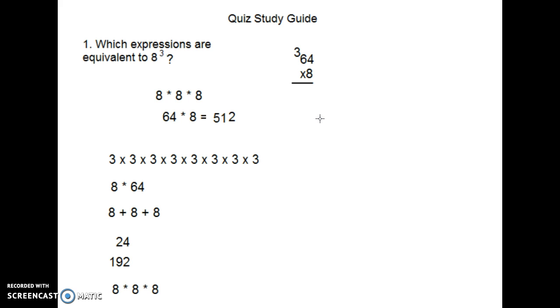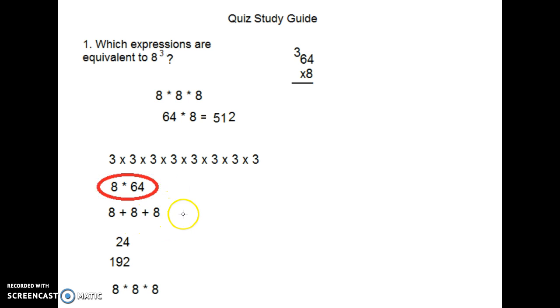So now we have some options here, right? We know our answer is 512. It's going to equal that because 8 times 8 times 8 equals 512. We can turn these into 64 times 8, which equals 512. So right off the bat, we know that this expression is the same, because I had 8 times 64 or 64 times 8. So we know that's right.